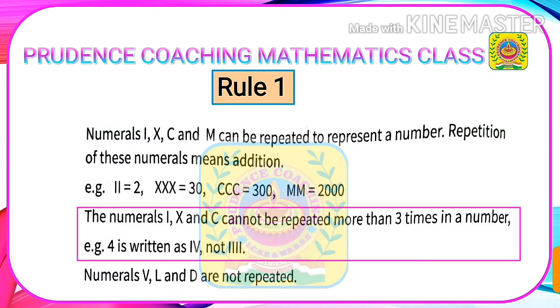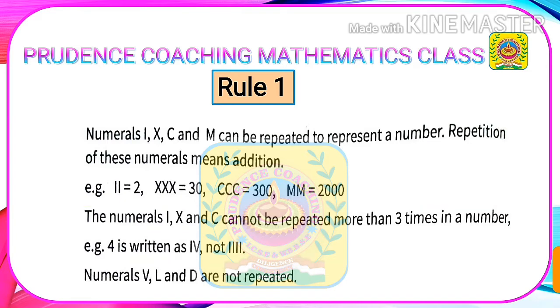And my dear students, don't get confused about why we are writing 4 as IV in Roman number system. That I will discuss with you in rule number 3. Next thing which you need to remember under rule 1 is numerals V, L and D, that is 5, 50 and 500 are not repeated. We cannot repeat 5, 50 and 500 in Roman number system. So these are the things under rule 1 we need to remember.